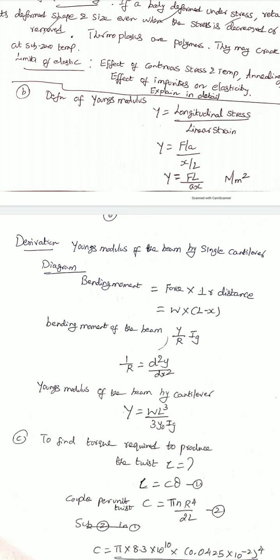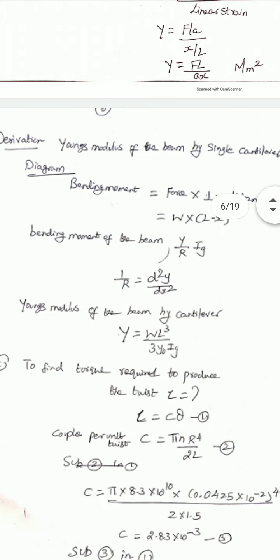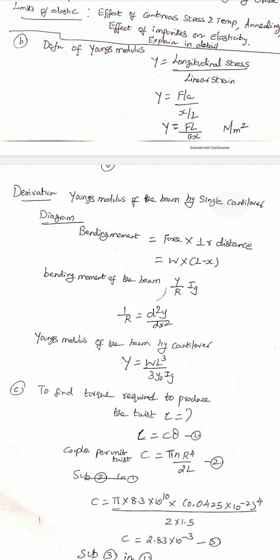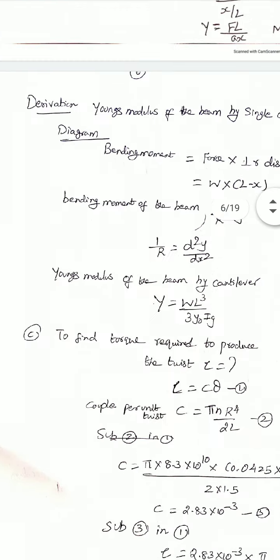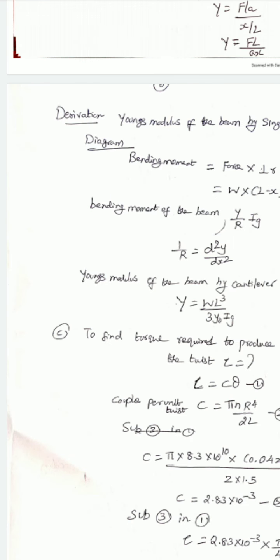So up to this, you have to do the diagram also. So first you have to perform the diagram, then you do this derivation part also. So up to y equals w l cube by 3 y naught. So here y naught, small y, is the depression I guess. Okay, so that is a geometrical moment of inertia. So up to that you have to write.